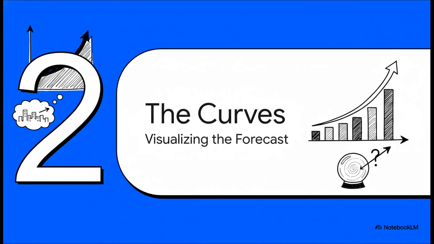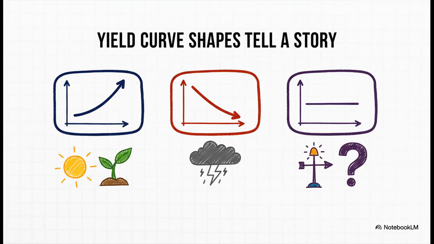Okay, so we've got the vocabulary down. Now for the fun part. What happens when we take all these rates and just plot them on a graph? Well, we get something called a yield curve, and it tells this incredible visual story about where the economy might be headed.